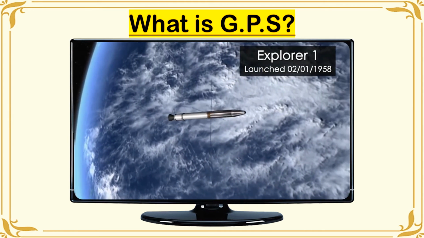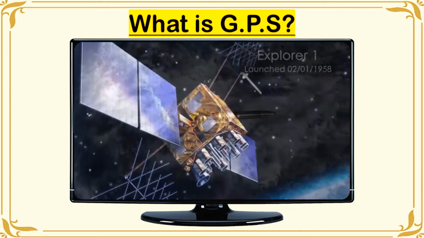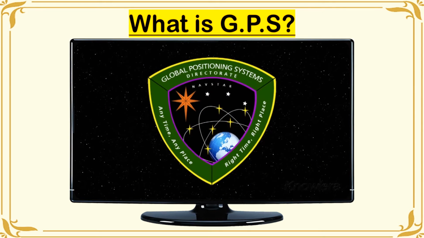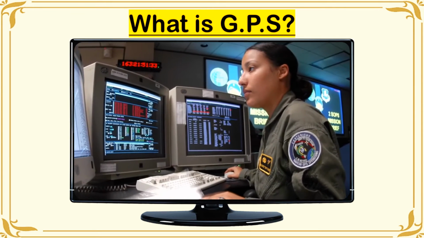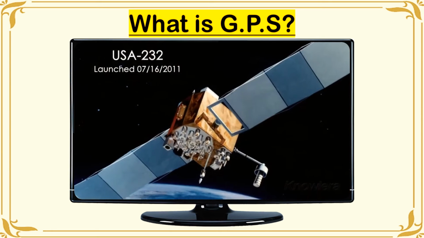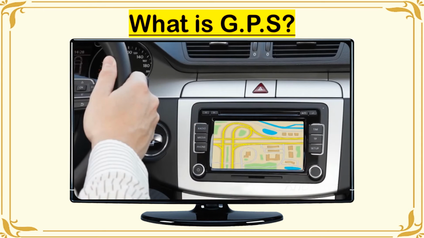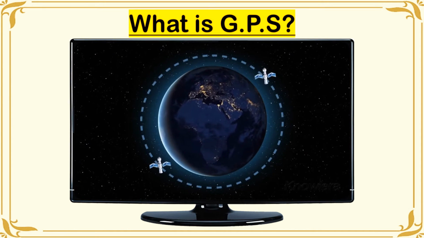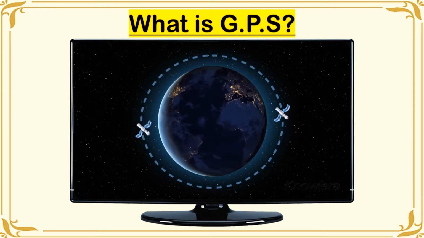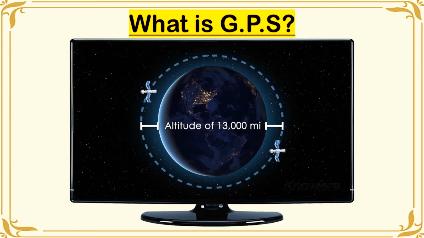Although scientists have been working on satellite-based navigation systems since the 1950s, the current GPS system's predecessor was created in 1973. It was originally commissioned by the United States Department of Defense for use by the military. But during the 1980s, the government started permitting civilians to use the system. Devices that use GPS work by receiving signals from special satellites that orbit the Earth twice a day at an altitude of about 13,000 miles.